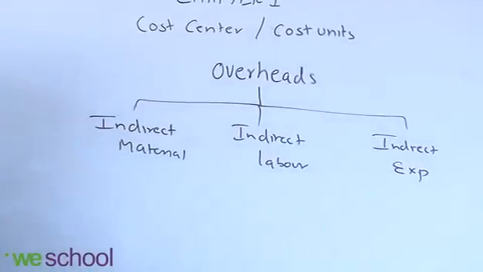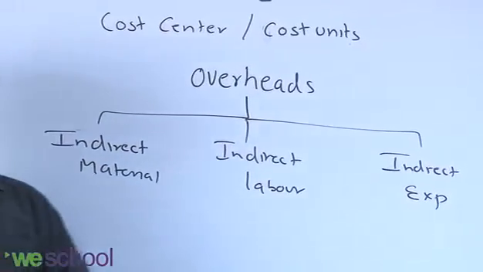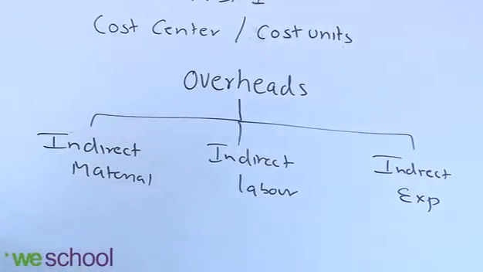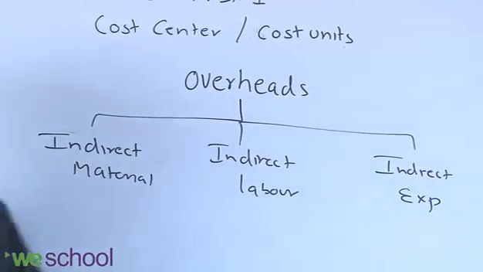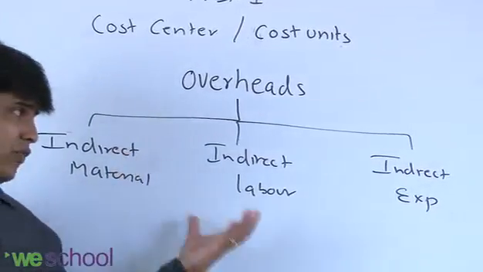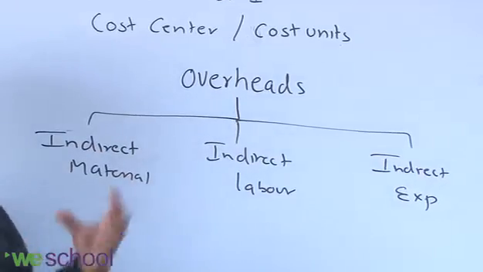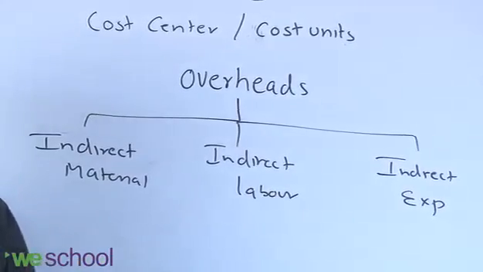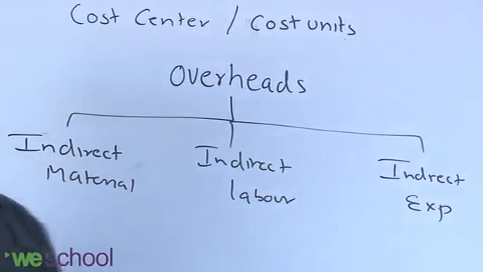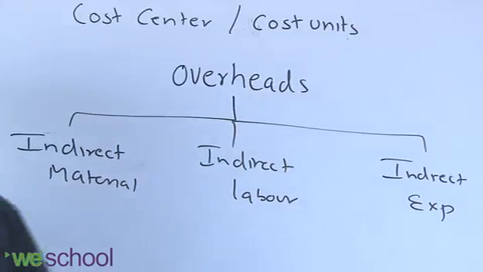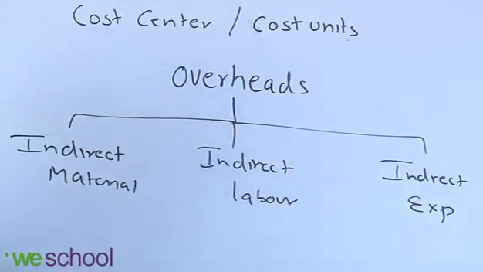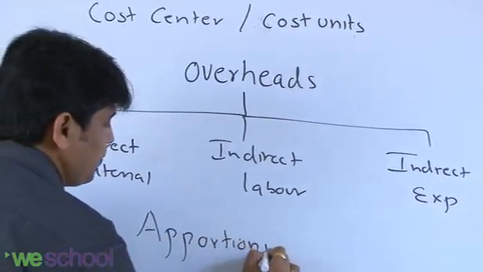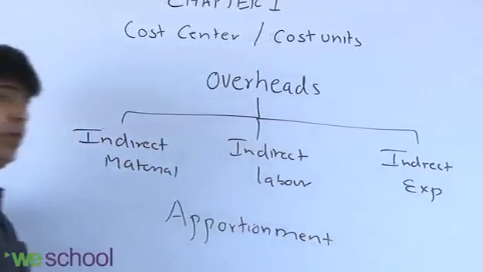Now these are some of the expenses which the company finds very difficult to allocate to a particular product. The company finds it very difficult to classify, distribute or allocate this type of expense to a particular product if you are producing different types of products. For that purpose, these expenses need to be apportioned.